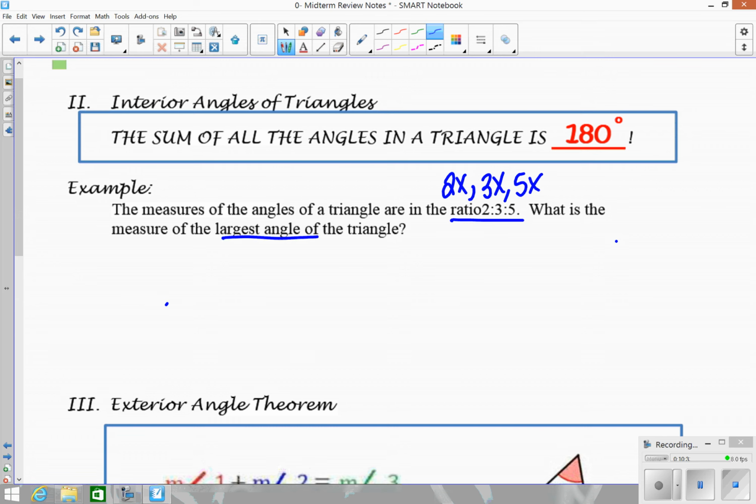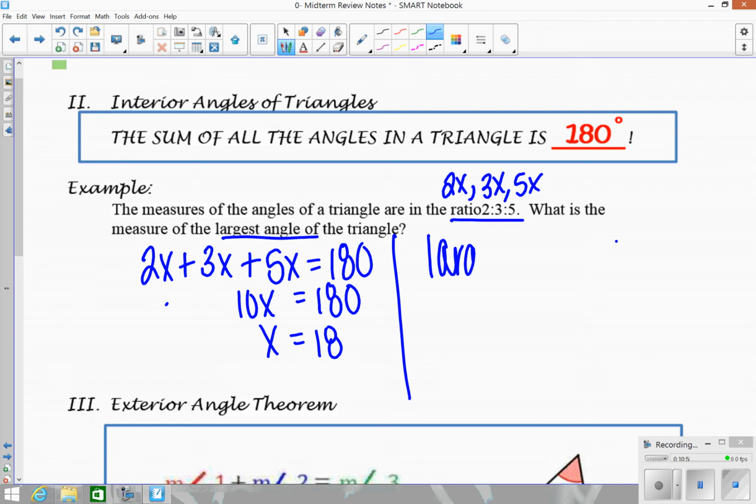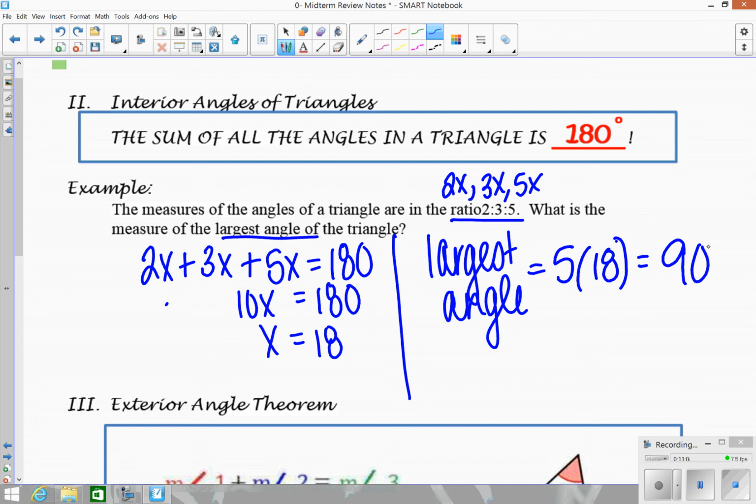The first thing you know is that these three angles have to add to 180. So 2x plus 3x plus 5x equals 180. And then you're going to solve it. Adding those up, I get 10x equals 180. Divided by 10, I get 18. Then if I want to find the largest angle, again, x equaling 18 is not the answer. The largest angle would have to be 18 times the biggest number here. So 5 times 18 is going to equal 90. That's going to be the biggest angle.